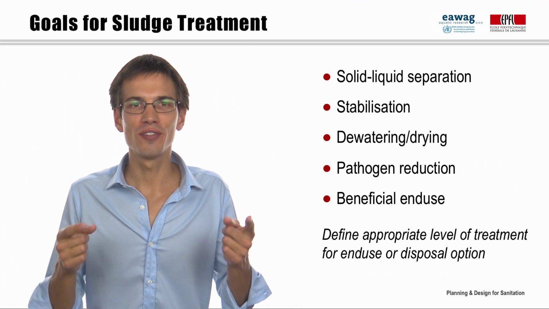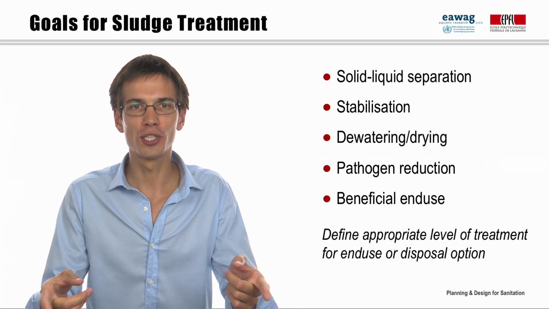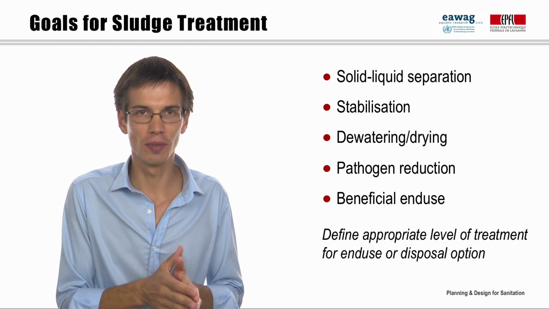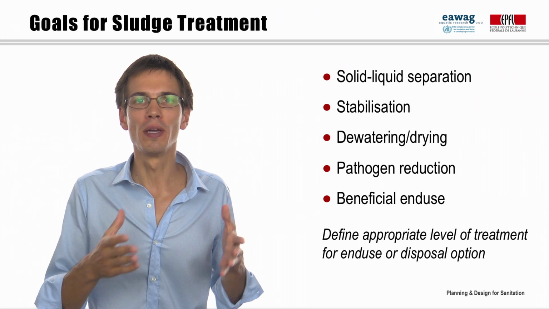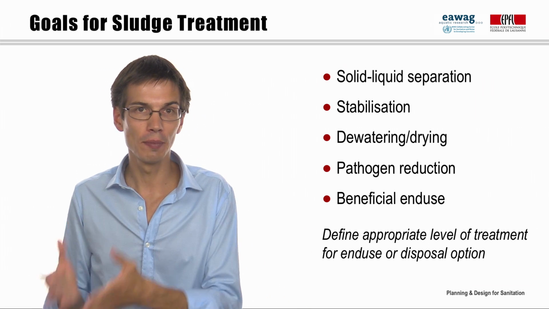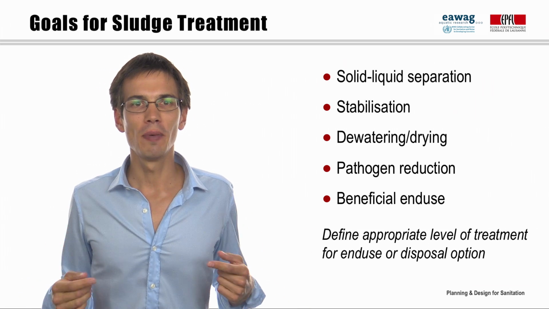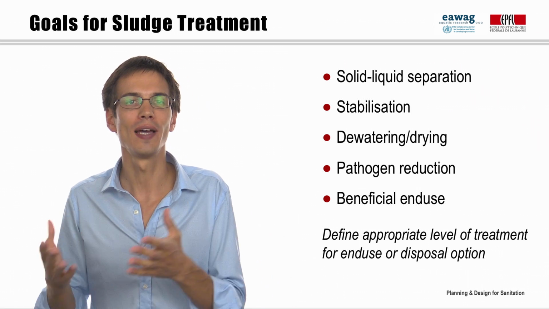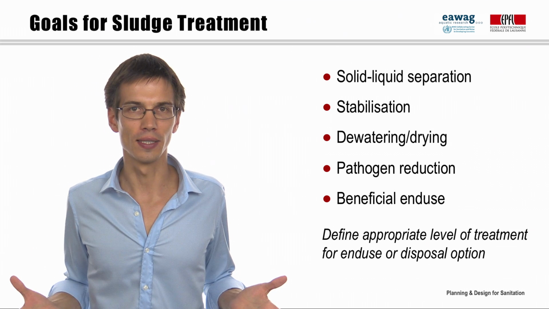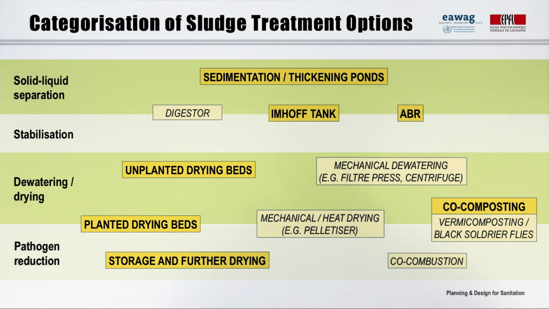It is important to define the end-use or disposal option and select the appropriate treatment level accordingly. Sludge will not be treated the same if it is to be used for agriculture or in a cement factory. Potential beneficial end uses are dry sludge as a fertilizer, dry sludge as a fuel, or biogas, for example.